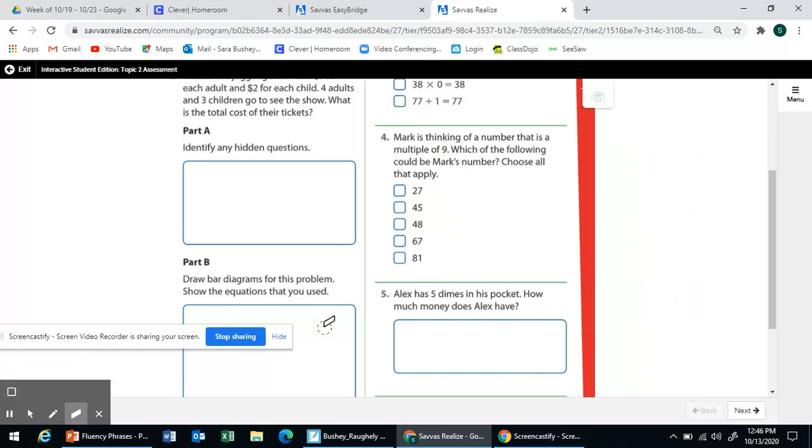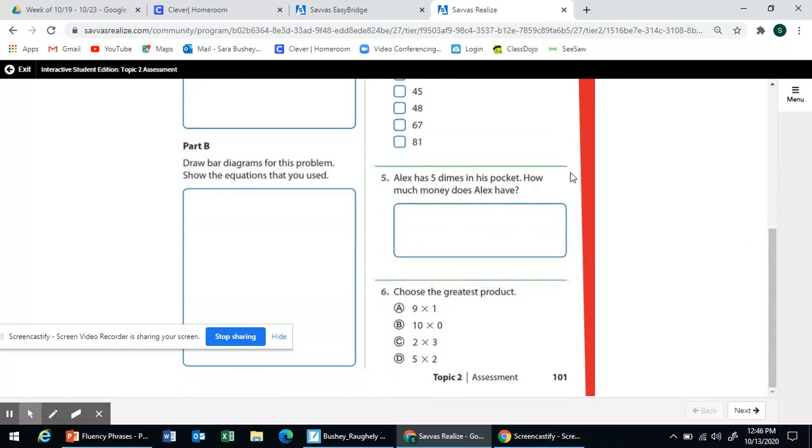We have 2 left. You guys are doing great. All right, so for number 5, there is something you must know to answer this question. Alex has 5 dimes in his pocket. How much money does Alex have? Let's read it again. Alex has 5 dimes in his pocket. How much money does Alex have? So boys and girls, think to yourself, what do I have to know to answer this question?